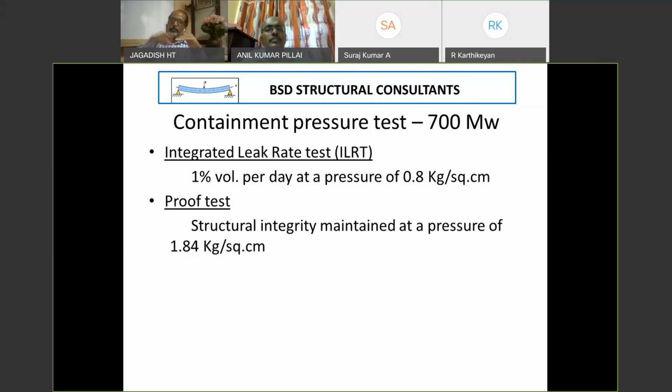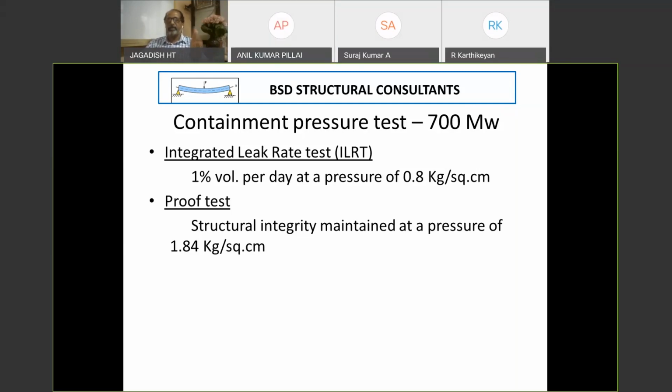The amount of air that we added can be measured with a flow meter. The air you're adding will be equal to the air which is leaking out. So measure the volume of air which you're pushing inside, and the air you pushed in one day, 24 hours, should be not more than 1% of the contained volume.